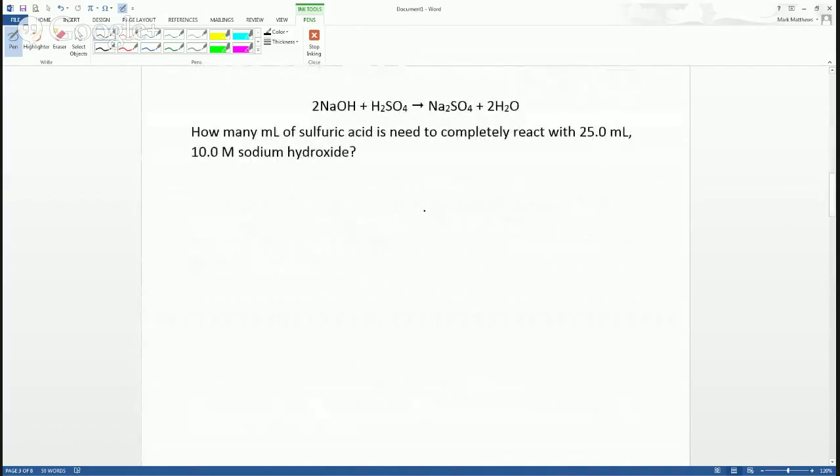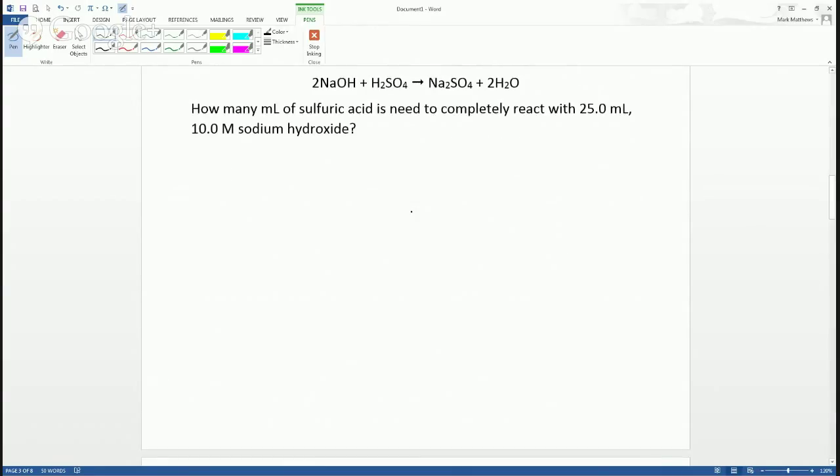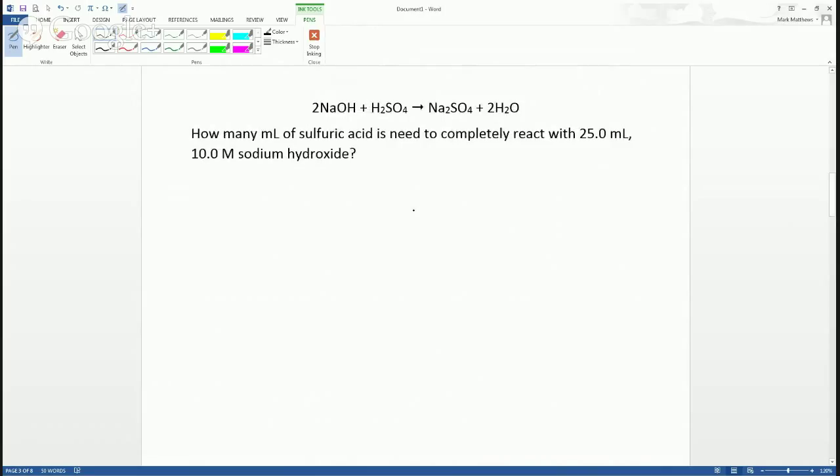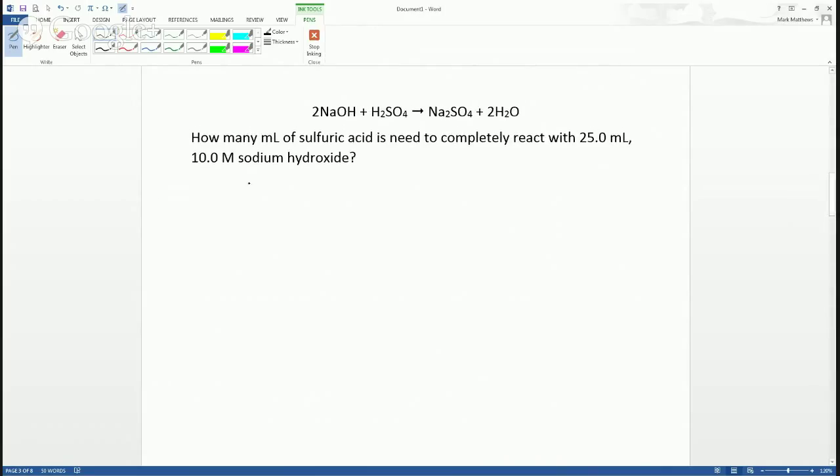So looking at another example, let's say we have this reaction, which you might recognize as a neutralization reaction. And let's see how many milliliters of sulfuric acid is needed to completely react, i.e. neutralize 25 milliliters of 10 molar sodium hydroxide. So again, it's a stoichiometry problem. Convert this much of this thing to this much of this other thing in this reaction. So first step is to take what's given and convert it to moles.